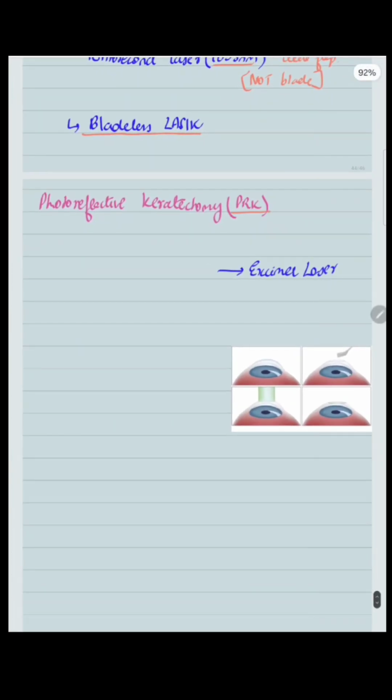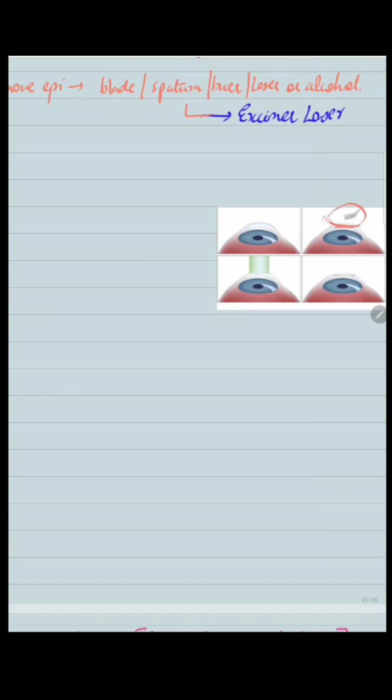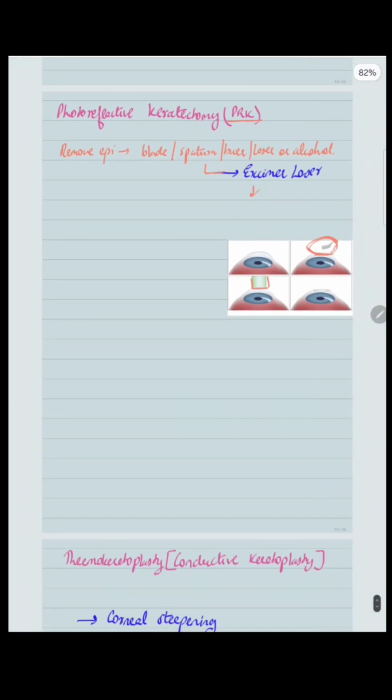Next is photorefractive keratectomy. Here we remove the epithelium using blade, spatula, burr, diamond knife, laser or alcohol, and then selectively ablate the corneal stroma with excimer laser and insert a bandage contact lens. Advantage over LASIK is there is no issue of flap related complications, especially in military personnel, contact sports etc. Disadvantages are post-op pain and slow recovery.